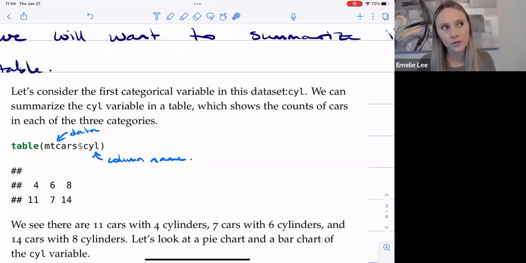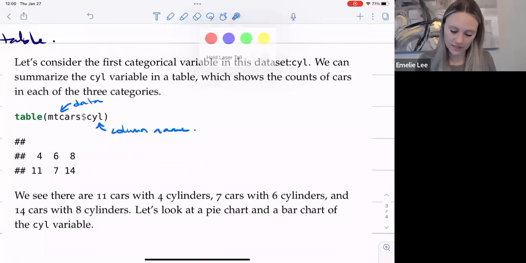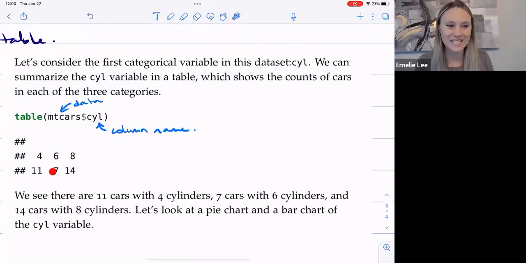Now, if you have a numerical variable, often what's going to happen is you can make a table of numerical data, but then it would just be a huge table because it's uncommon that you have the same number occurring more than 2 or 3 times, right, for numerical data. So you can make a table, but it's not going to be very useful for numerical data. Okay, so we have these categories here, 4, 6, and 8, and then the counts in each of them. Okay, and so this is one way that we can summarize this data.